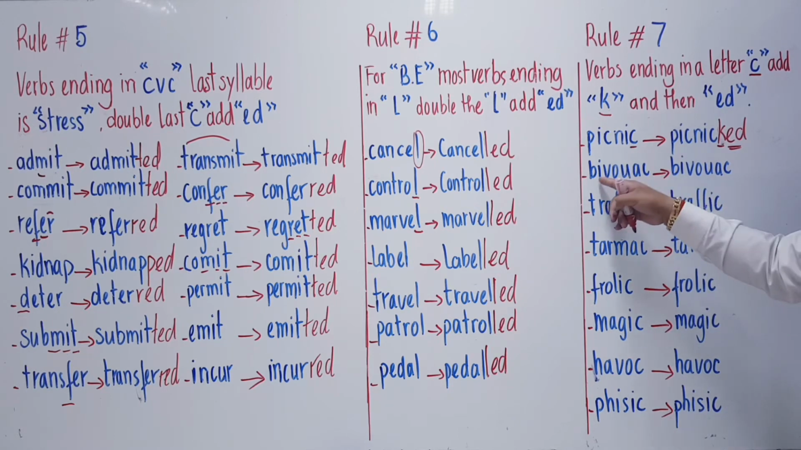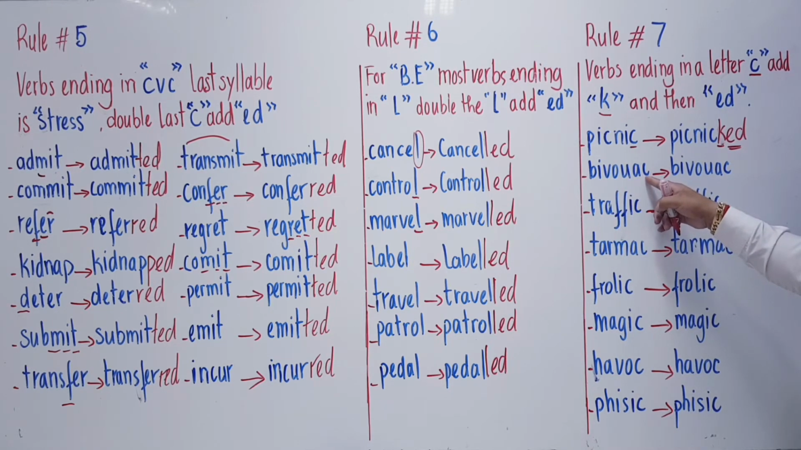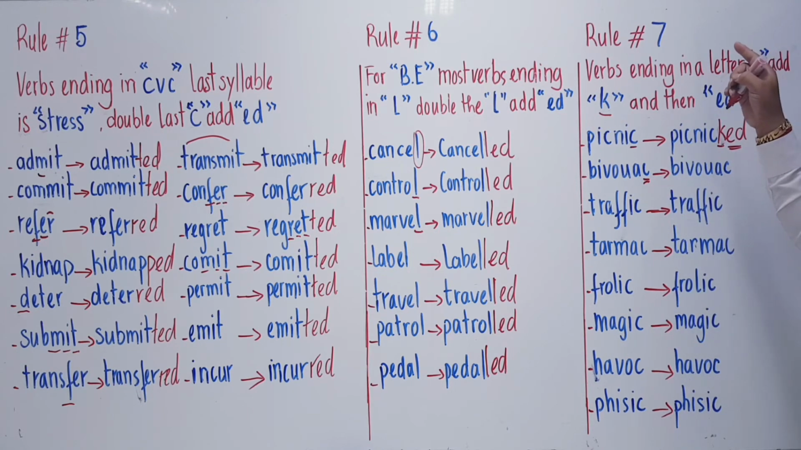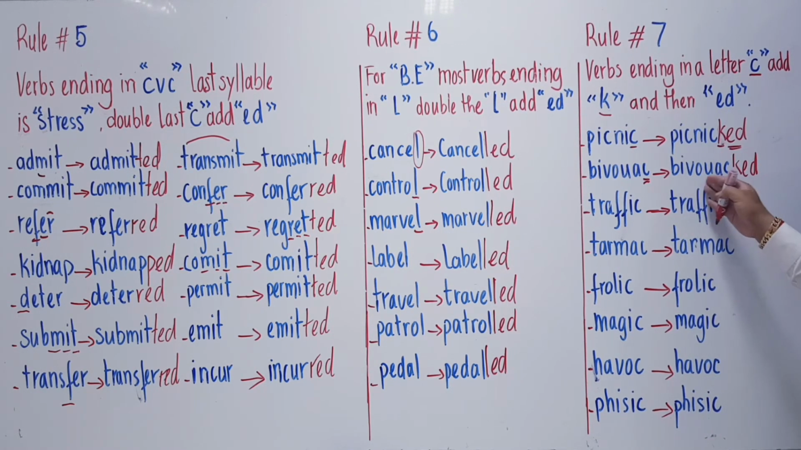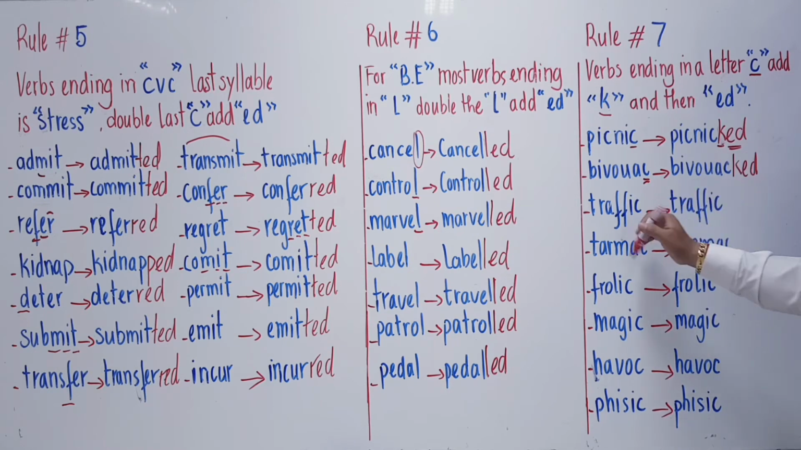bivouac. So when you see the letter C at the end, just remind yourself about rule number 7. So what do we have now? We have to add one more K as the rule says. And after that, don't forget ED. Okay, bivouacked.